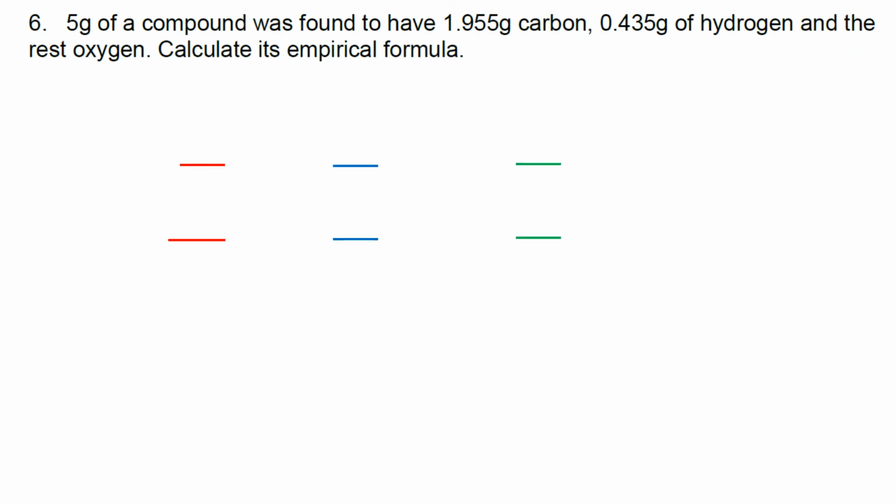Another example, 5 grams of a compound had 1.955 grams of carbon, 0.435 grams of hydrogen, the rest of it's oxygen, so you'll need to do a subtraction to work out the mass of oxygen. So pause the narration and try this one.